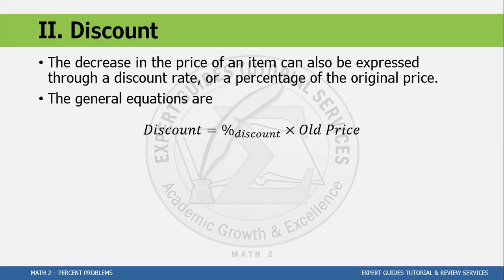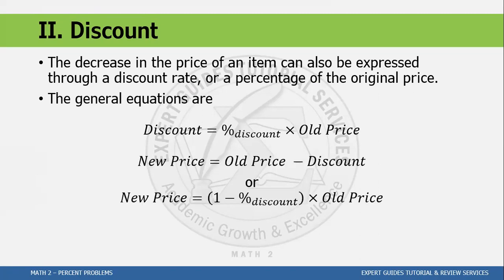So if you want to calculate the discount, or the amount that we are going to deduct to the price, it's interpreted as the percent discount times the old price. Kapag naman yung bagong presyo or yung new price yung hahanapin natin, we have two equations. It is either equal to old price minus discount, or quantity 1 minus percent discount and quantity times old price. The equation that you're going to use depends on which variables are available. So let's have another example to illustrate this.